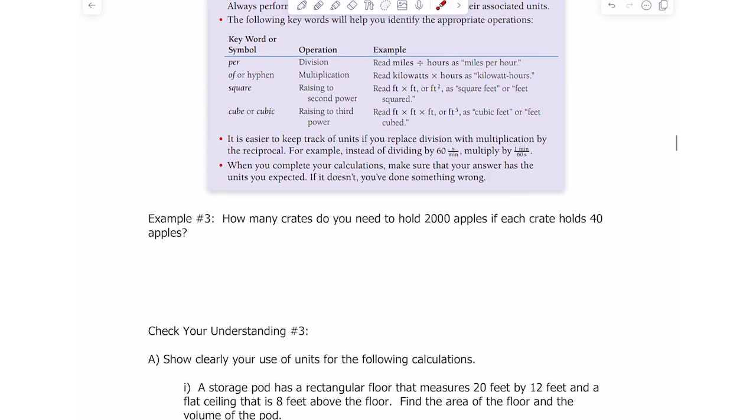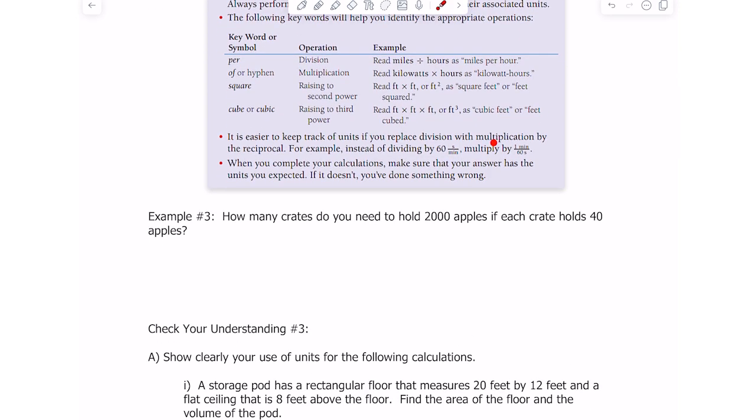It's easier to keep track of units if you replace division with multiplication, right? Dividing is just multiplying by a reciprocal. So, for example, instead of dividing by 60 seconds per minute, you would multiply by 1 minute over 60 seconds. It's just the reciprocal of this. When you complete your calculations, make sure that your answer has the units that you expected. If it doesn't, you've done something wrong.